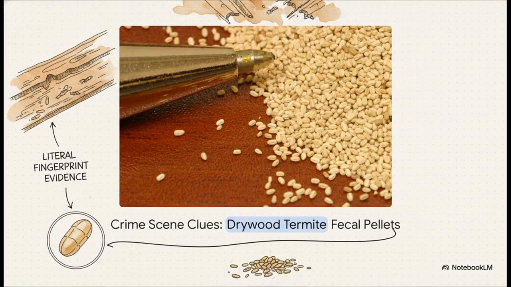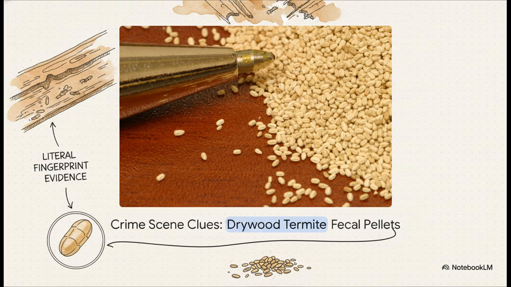And this brilliantly illustrates how we actually track these pests when we can't see the bugs themselves. We look for their droppings, which we call frass. See, drywood termites require absolutely no contact with the ground, so they don't leave those muddy tubes you might be familiar with. Instead, they leave these pellets. If you find little piles of what looks like sand or seeds near a windowsill, look closer.